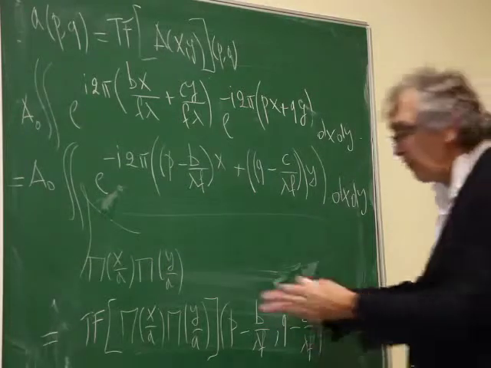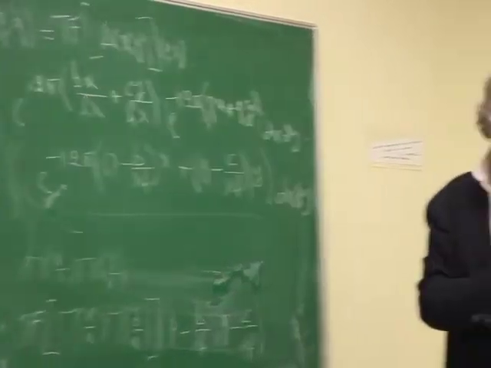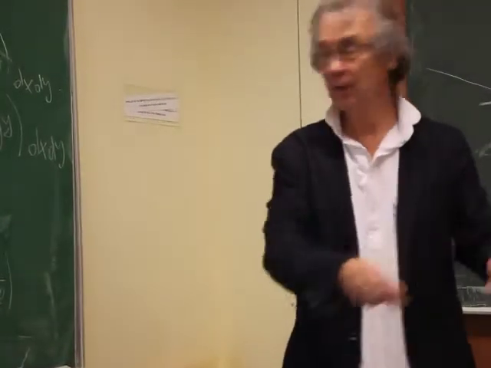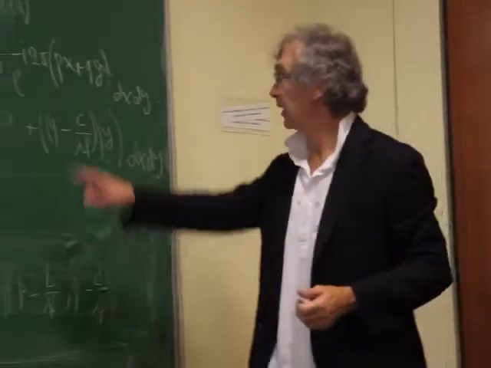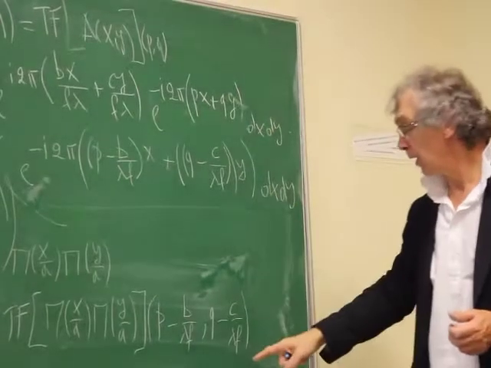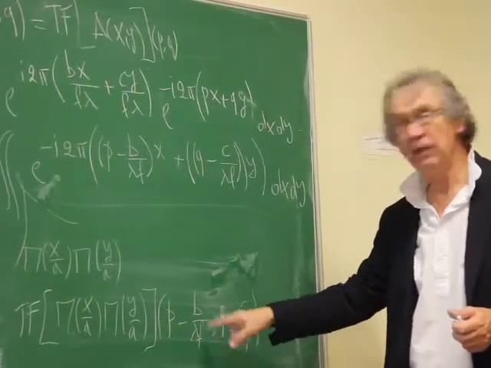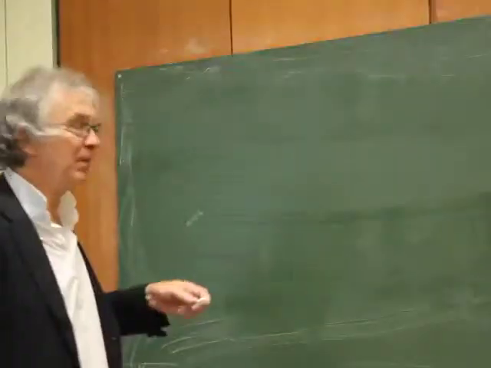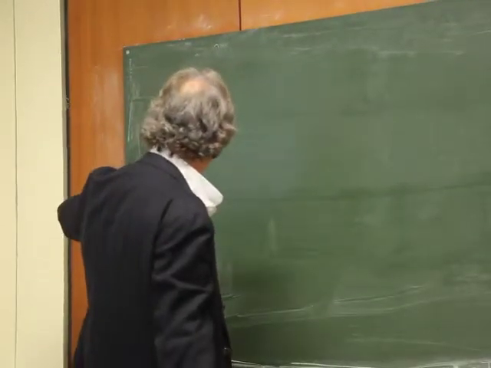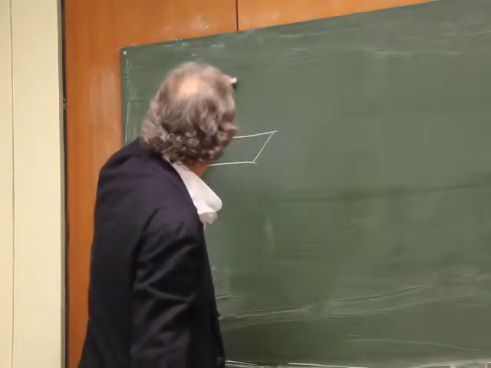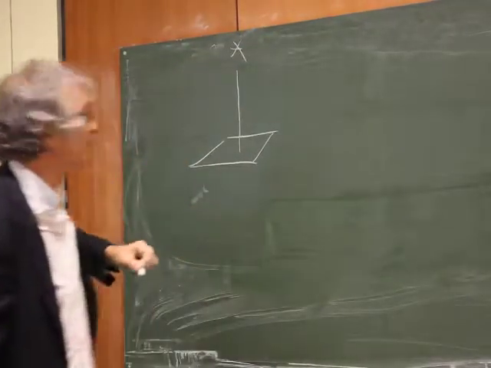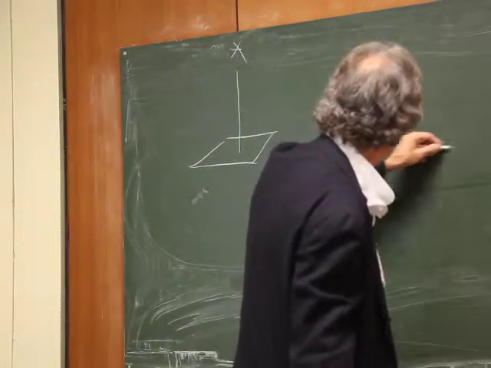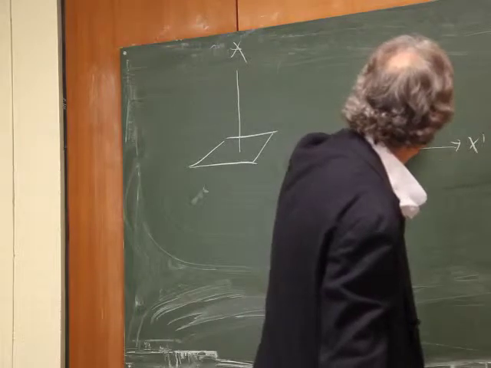Which means that I find exactly the same result as before, except that it has been translated in the focal plane. So instead of being centered at P equals 0, Q equals 0, now it is centered at P equal b over lambda f, and at Q equal c over lambda f. So in the first case we had a square pupil like that, and we were looking at the star there. And now we look here at the focal plane. So the focal plane is x prime, y prime.